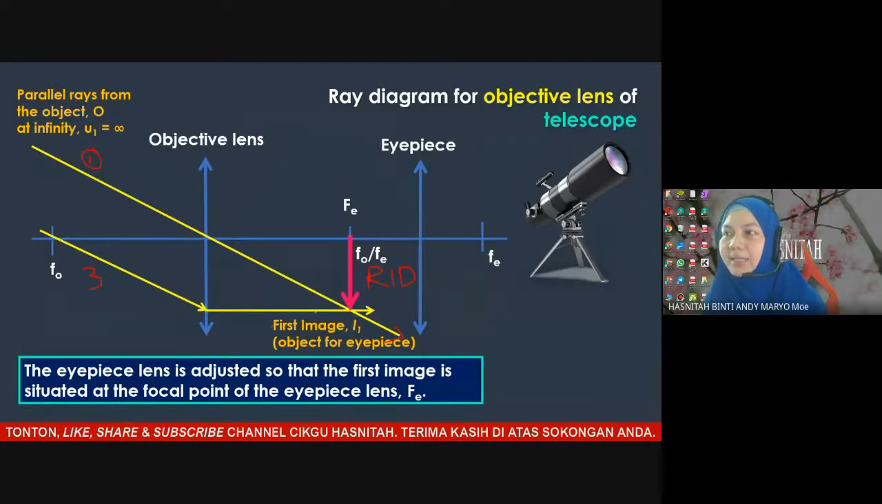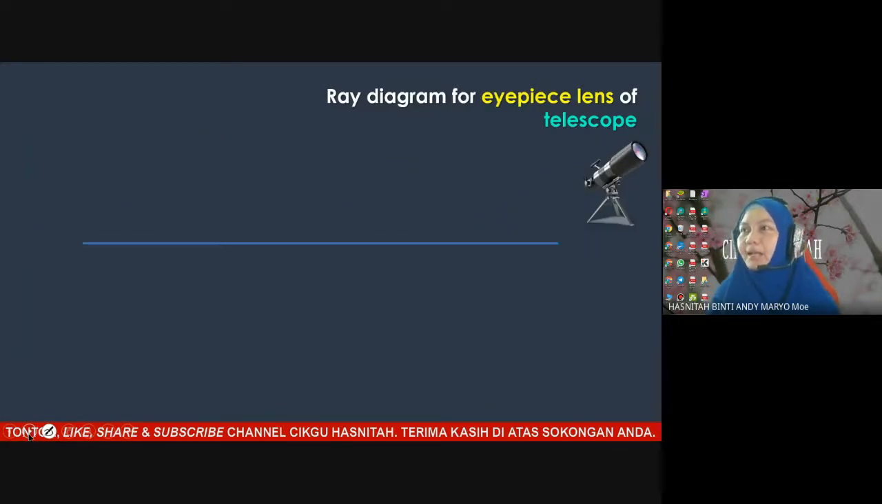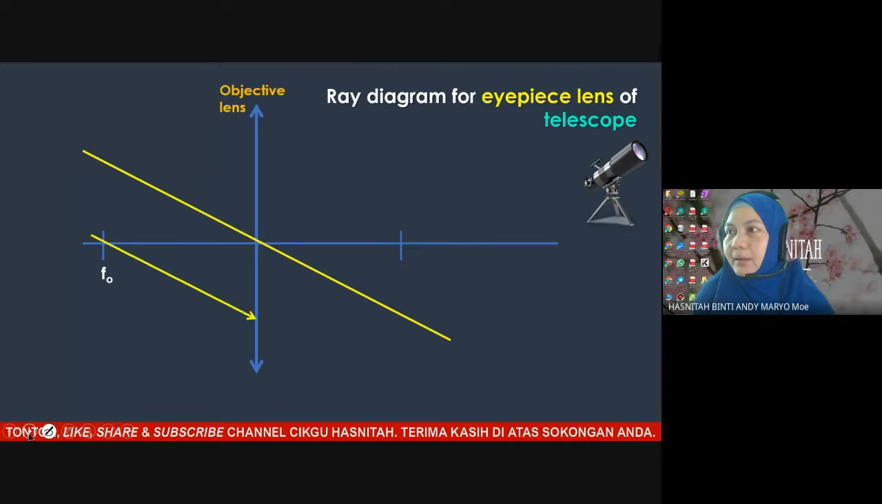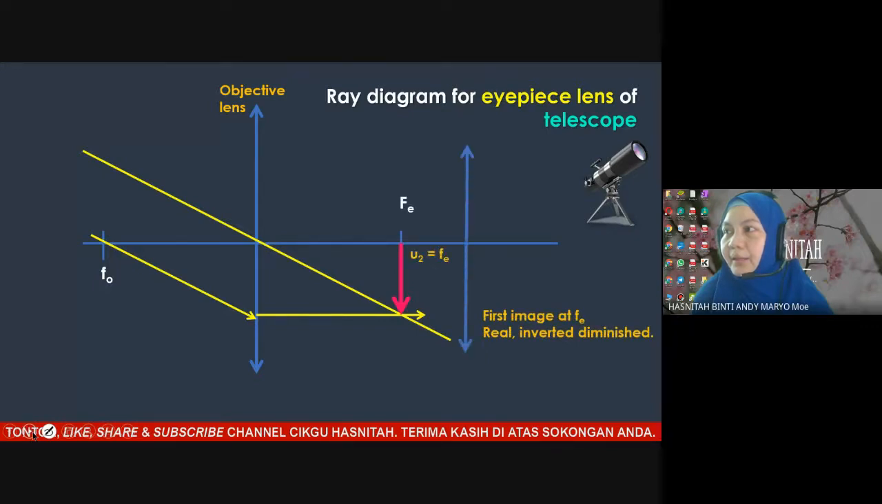Okay, then, as I stated here, the first image will become the object for the eyepiece. Okay? Then we proceed with the eyepiece. This is the principal axis. This is our eyepiece. Sorry. The eyepiece should be here, later. Okay, this is our eyepiece. So this first image now becomes the object of our eyepiece.